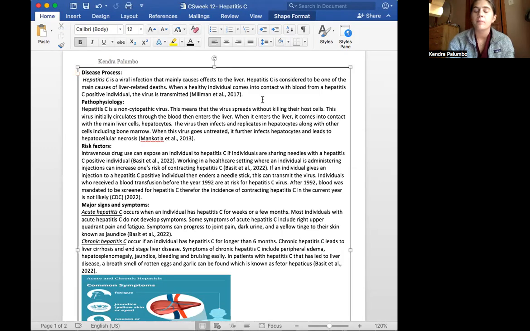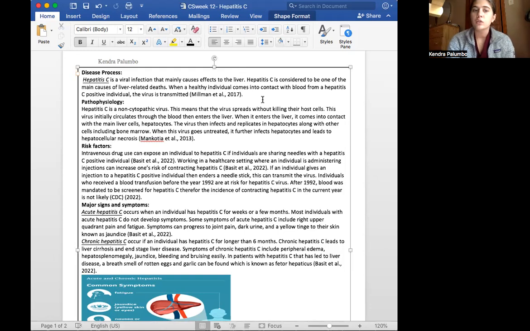The virus initially circulates through the blood, and via the circulatory system, it then enters into the liver. When it enters the liver, it comes into contact with hepatocytes, which are the main liver cells. The virus will then infect and replicate within the hepatocytes. When this virus goes untreated, it further infects these hepatocytes and leads to hepatocellular necrosis, as well as cirrhosis.